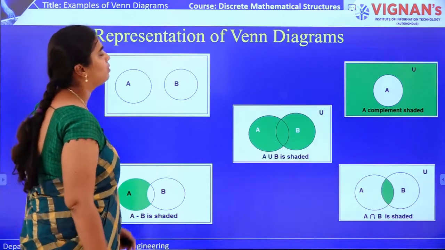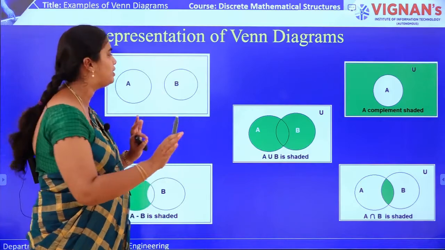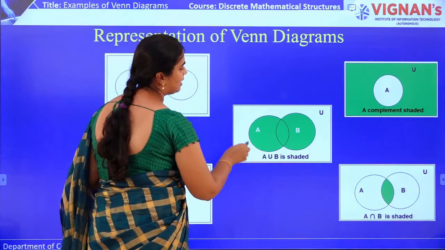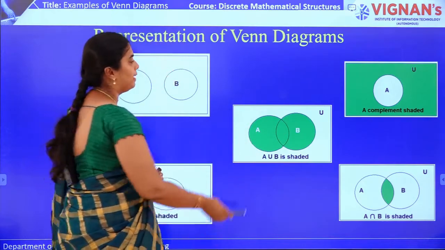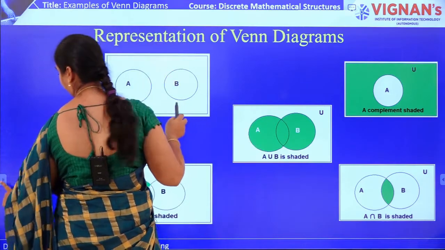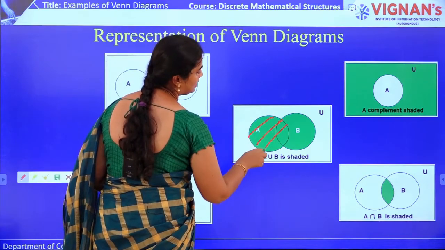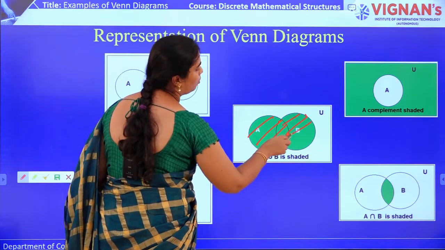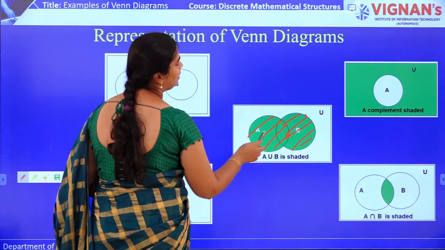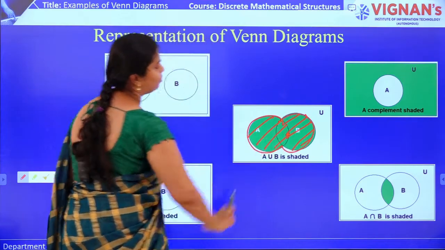Next comes the union. What is a union? Union means everything. We need to include each and every element. Like, this is set A and this is set B. If you want to find A union B, then you need to shade all the elements which are present inside A, in the common area of A and B, and only in B. So, this is the entire representation of A union B.